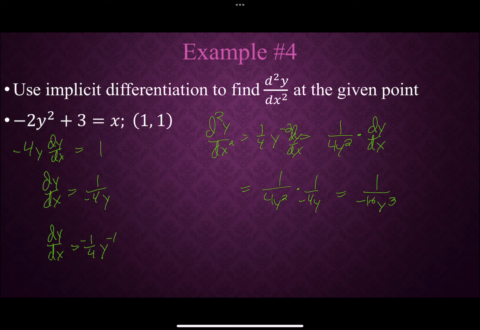Now, they want us to find the value, so they give us the point (1, 1), so we can just substitute the 1 into y. And we get 1 over negative 16. The x value didn't matter. All right, so that's your implicit differentiation, finding the value with the second derivative.